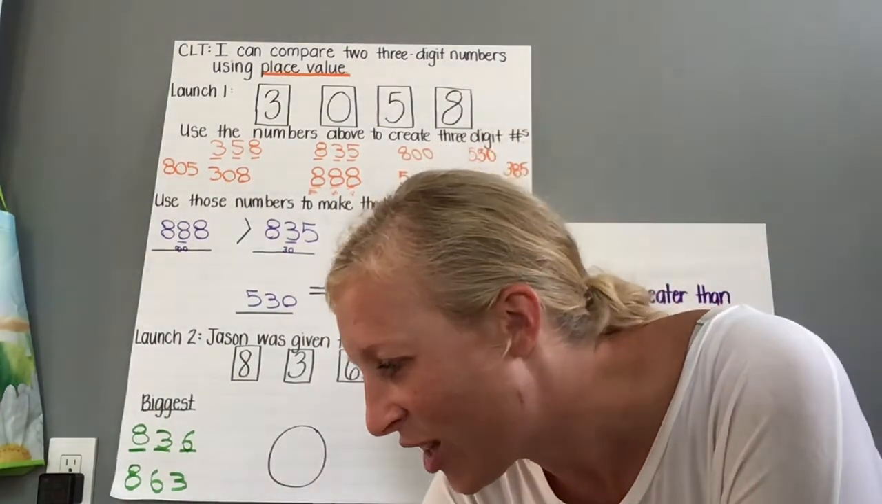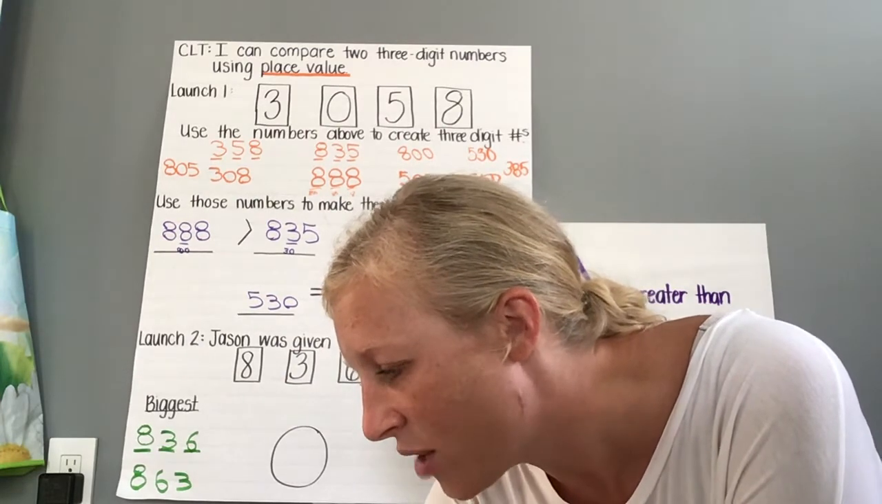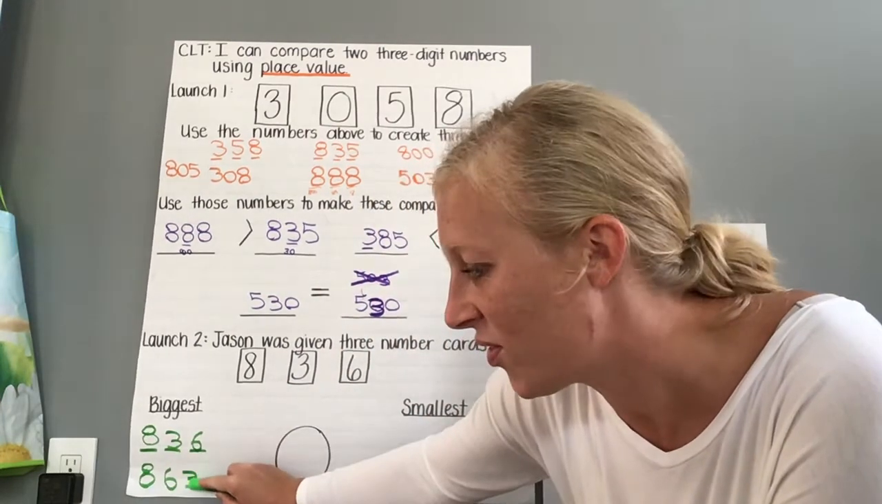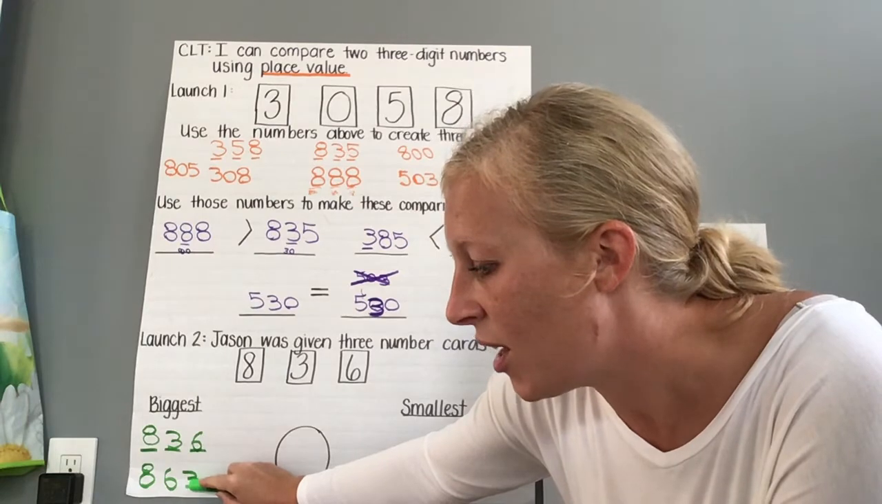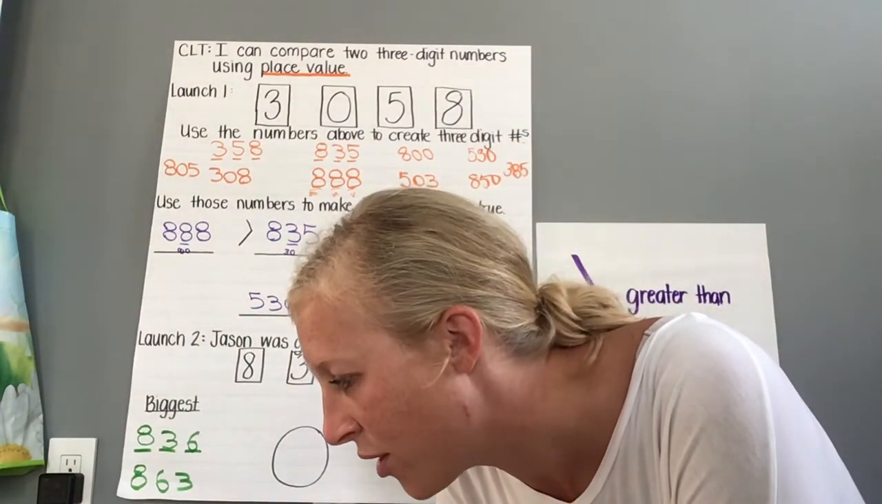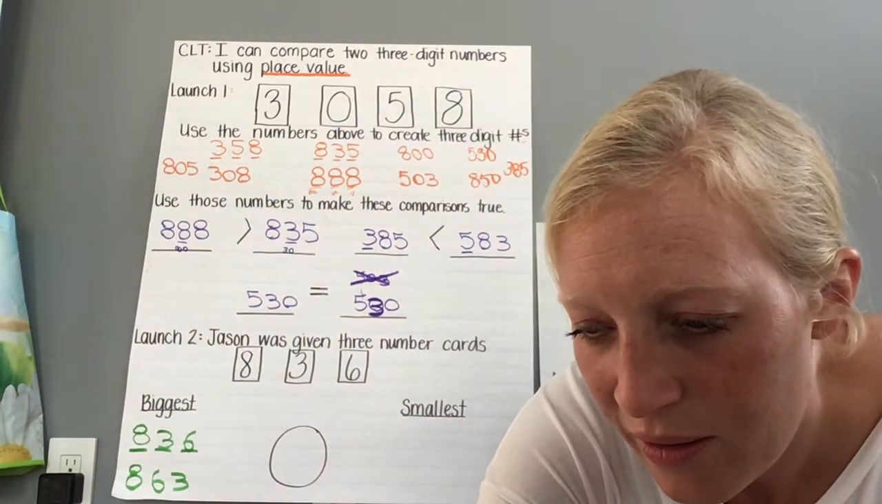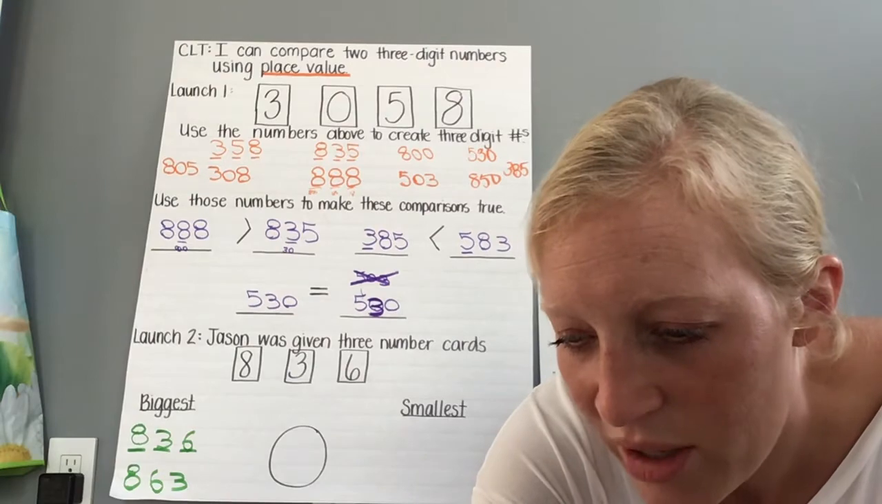Why do you disagree? What is the value of the 6 in this one? And how is it greater than the 3 in the other one? Why do you agree? What is the value of that number?